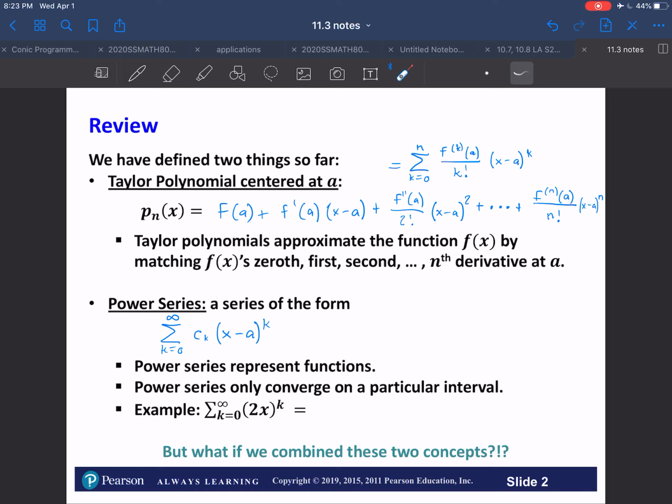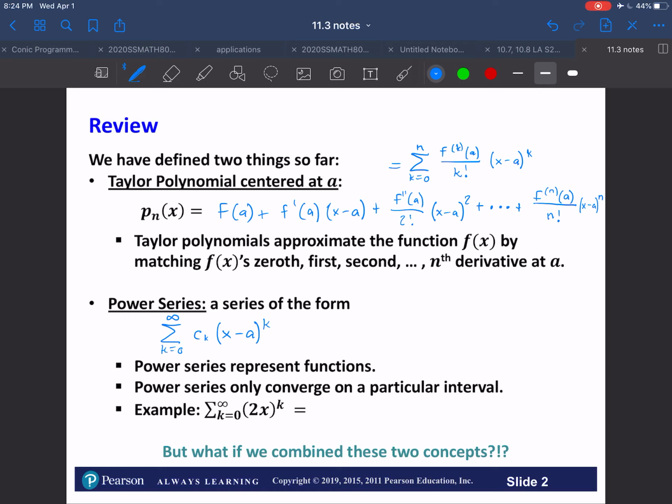They only converge on a particular interval. So we discussed that sometimes power series converge at a single point. Sometimes they converge on a finite interval of length r, or of radius r. And sometimes they're the entire real line. They converge for all x. Those were the three cases that we discussed. So just a quick example as a reminder.